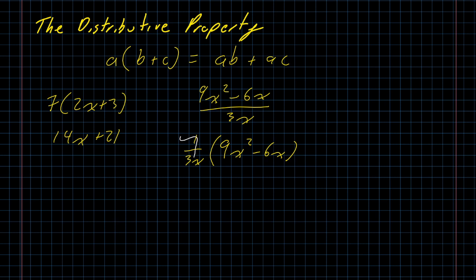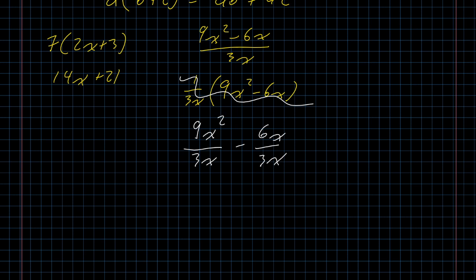And I would never write out this step. I would just jump right ahead to distributing, splitting the fraction up and calling it 9x squared over 3x minus 6x over 3x. 9 divided by 3 is 3. X squared divided by x is x. 6 divided by 3 is 2. X divided by x is 1. Multiplying by 1 doesn't change anything. So there we have it, 3x minus 2.